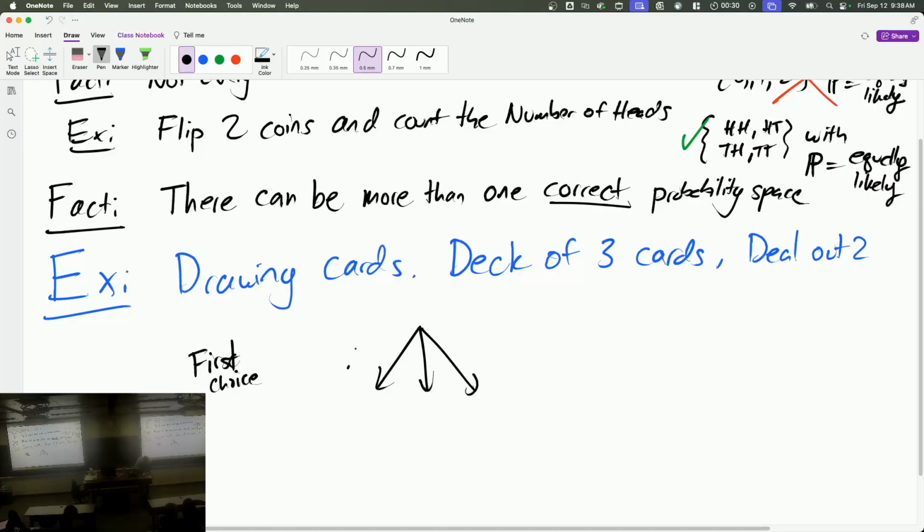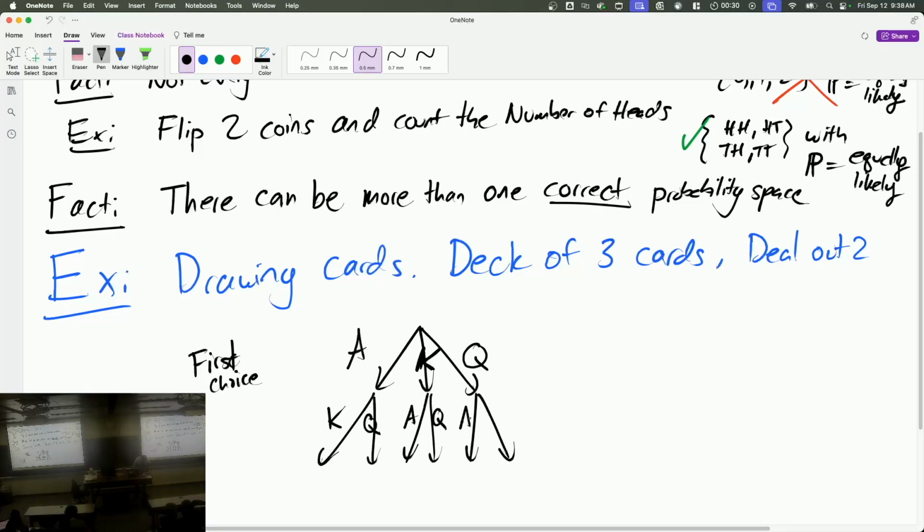And those are either ace or king or queen. Let's make this king a little clearer. So the first card has 3 choices, ace or king or queen. And the second card, there's 2 choices for each possibility. So if an ace was dealt out in the first round, it could be either king or queen. If a king was dealt out in the first round, it could be either ace or queen. If a queen was dealt out in the first round, it could be either ace or king.